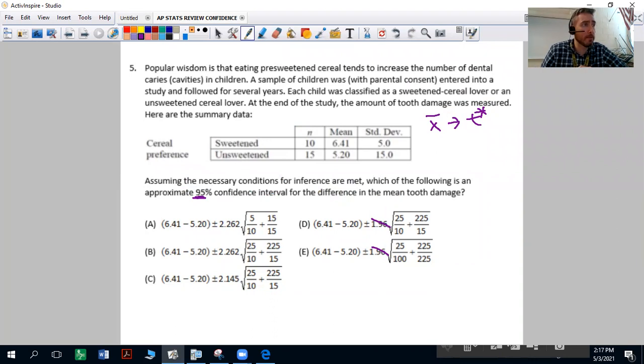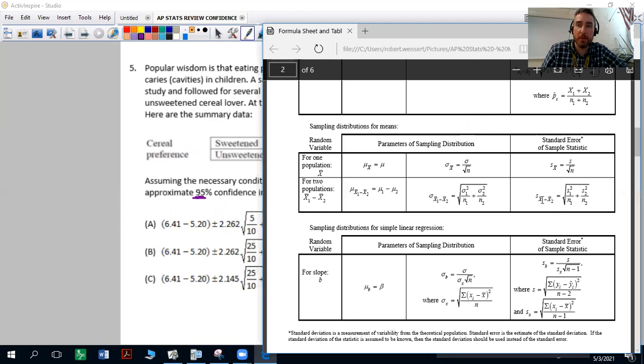We need to be reminded of our formula sheet. I always say, let's look at our formula sheet, see if we can find anything that might help us out. And if you look at parameters for sampling distribution, you'll see for the difference, for the standard error, you'll notice it's the sample standard deviations for each one squared over the respective sample size. So it's not S over N, it's S squared over N.